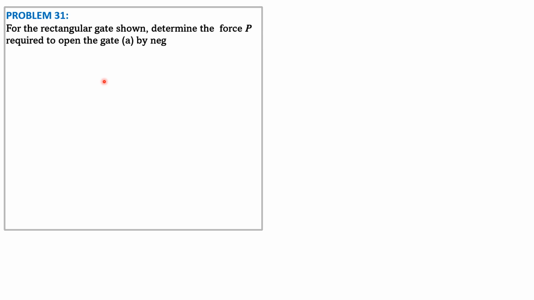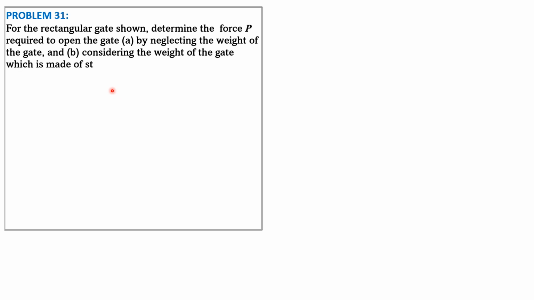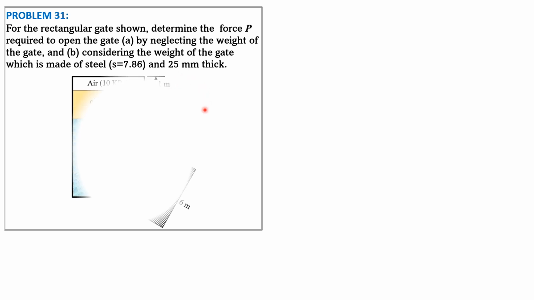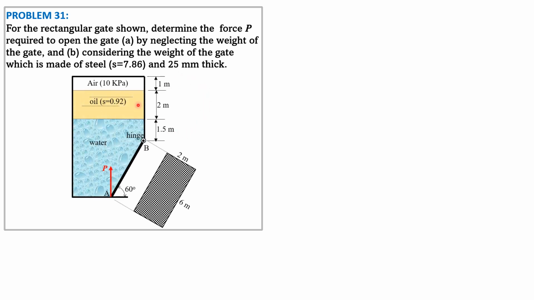Problem 31. For the rectangular gate shown, determine the force P required to open the gate. Part A, by neglecting the weight of the gate, and Part B, considering the weight of the gate, which is made of steel of specific gravity 7.86 and 25 mm thick. So here is the given figure. So it's solving for the force P.